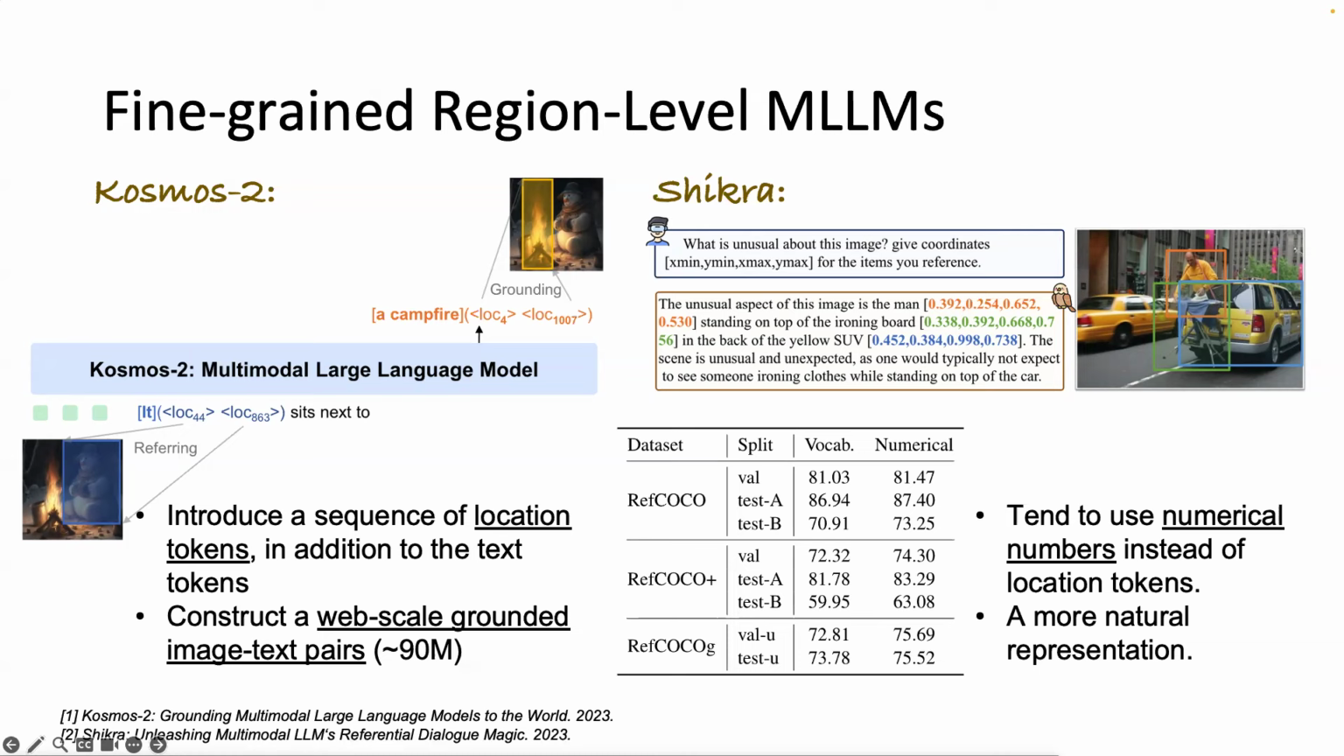And the second thing is about Shikra. Shikra is, I think, a concurrent work with Cosmos 2. What Shikra does for grounding is slightly different from Cosmos 2.